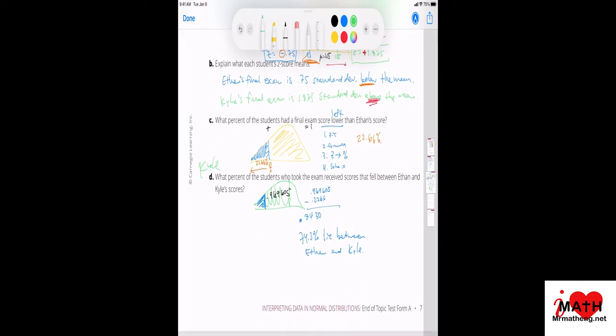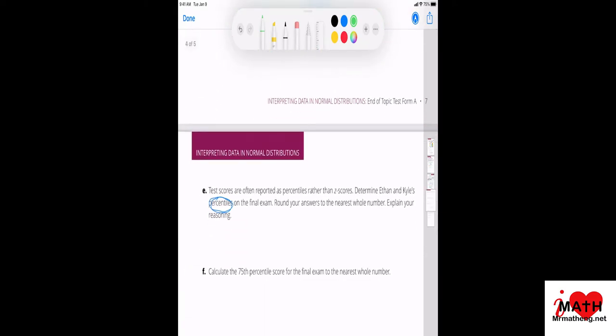This is Kyle's. So what was our answer there? It was this number, 96.9. So we could say Kyle is in the 97th percentile. What does that mean? Kyle's right here. There's only 3% of people who did better than him, and he did better than 97% of others.